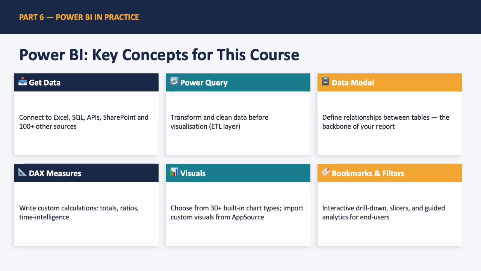The fifth is visuals. Power BI provides over 30 built-in chart types and hundreds more are available through the AppSource marketplace. The chart selection principles from earlier in this lesson apply directly here. And the sixth is bookmarks and filters. These are the mechanisms through which you create interactive drill-down experiences for your users, allowing them to explore data at their own pace without writing any code.